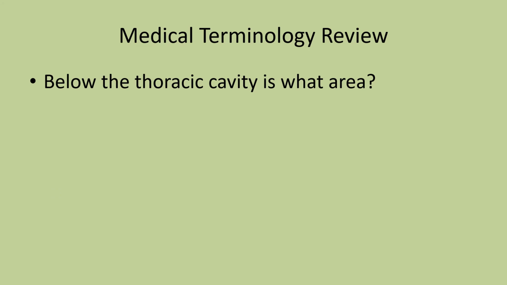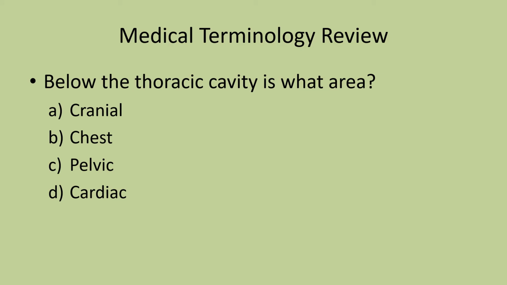Below the thoracic cavity is this area. So thoracic is your chest, right? So below that would be... Cranium? Below. Cardiac? No, below. Pelvic. Yeah, the only one that makes sense would be pelvic, because chest is thoracic. Cranial would be above the chest. And cardiac doesn't make sense. The heart is actually in the thoracic cavity. So it would have been abdominal or pelvic. So pelvic was given.